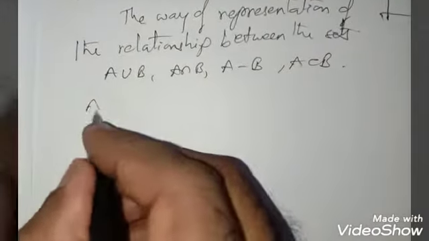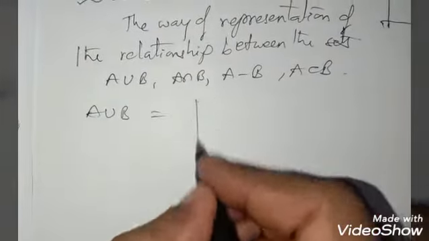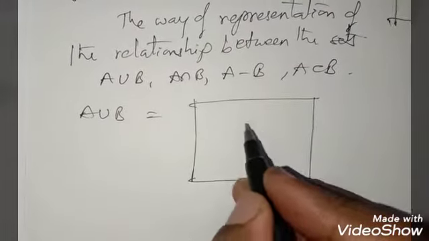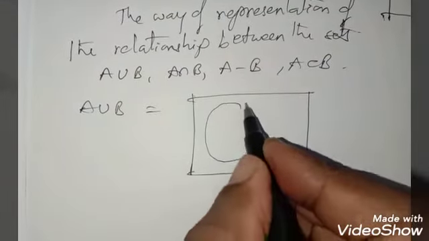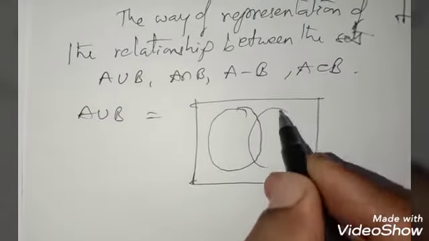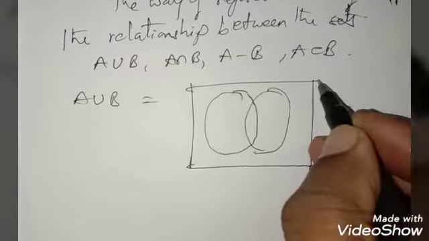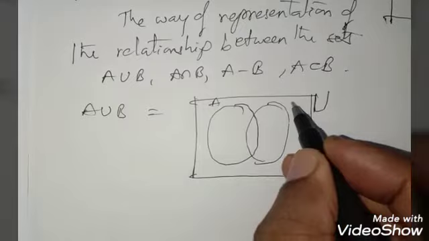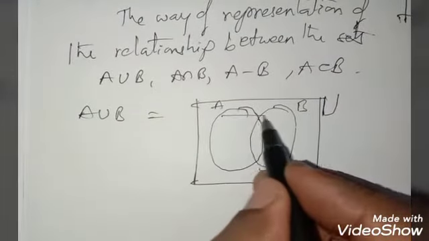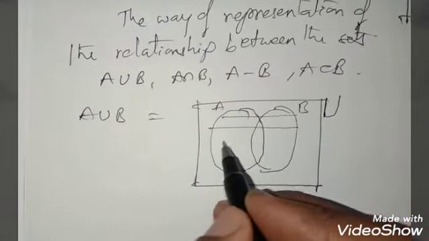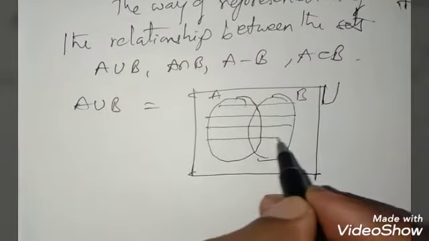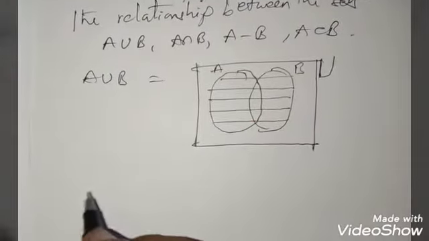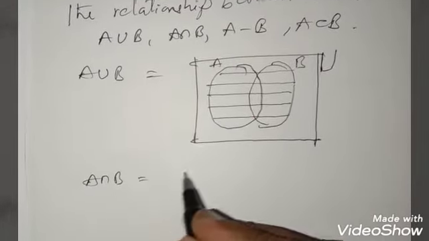Now if I go for A union B, as per the definition, we know that the combination of two sets is called A union B. In the diagram, this is the universal set, this is set A, this is set B, the combination of all the elements. If I shade the region of A and B, that is A union B.